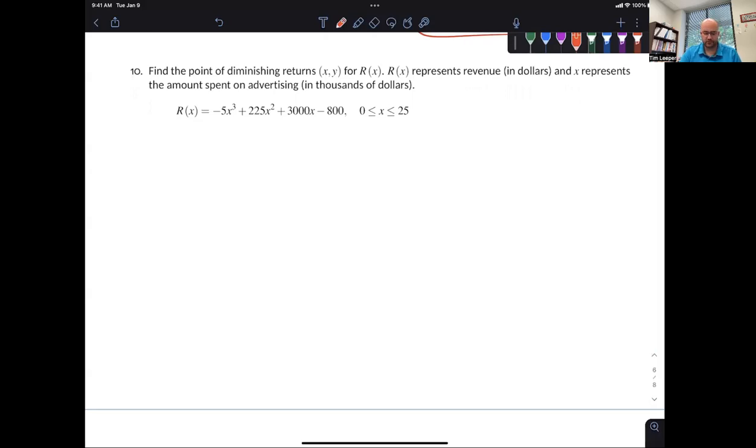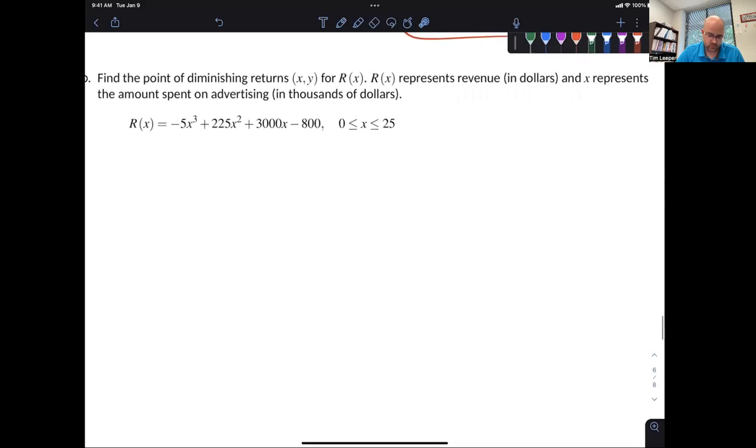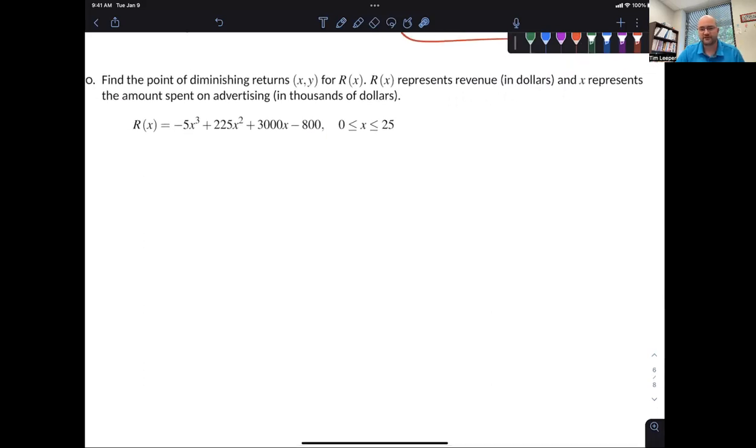Hello. In this video, we want to look at question 10 for exam 3 review. So we want to find the point of diminishing returns (x, y) for R of x. R of x represents the revenue in dollars, and x represents the amount spent on advertising in thousands of dollars. So we want to find a coordinate x comma y. That's really what we want to find, but it's the point of diminishing returns. So the point of diminishing returns can be found from the second derivative.